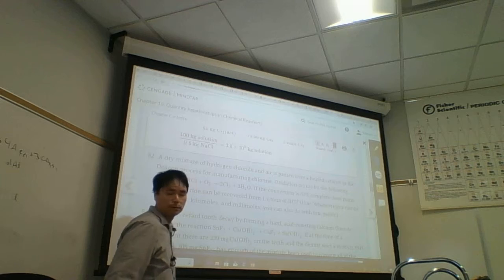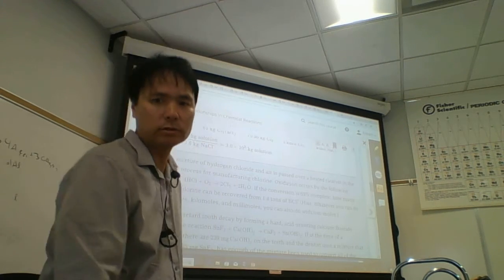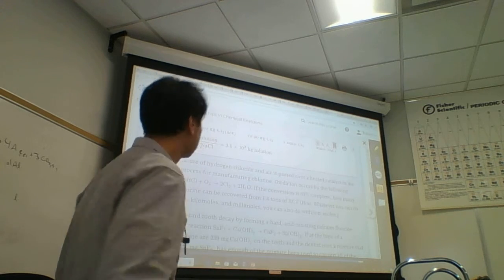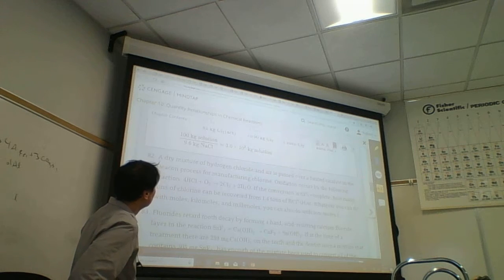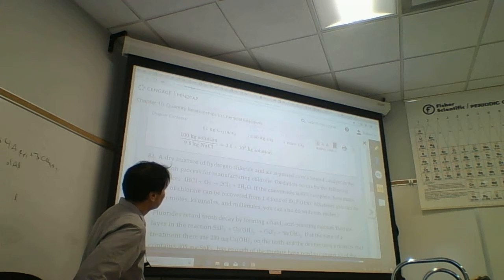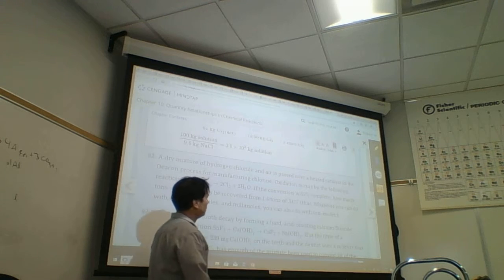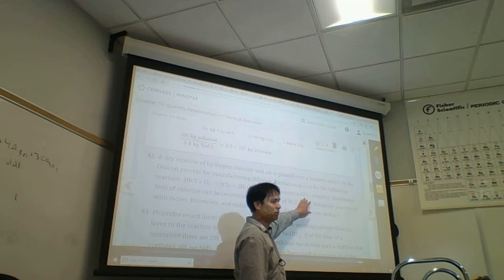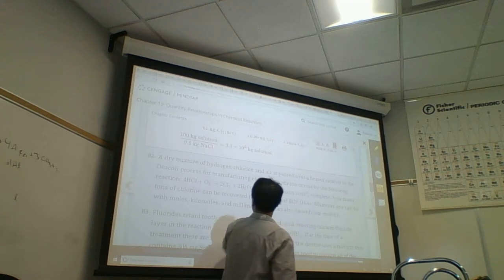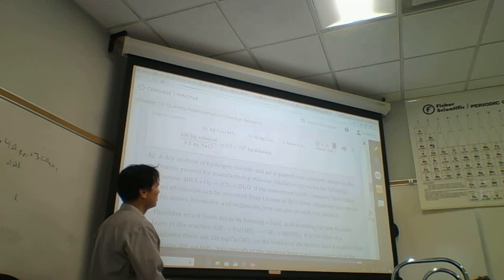Well, let's see some of the other percentage problems to see if there are any other variations of this that we'll encounter. We don't have much time. A dry mixture of hydrogen chloride and air is passed over a heated catalyst in the Deacon process for manufacturing chlorine. Oxidation occurs by the following reaction if the conversion is 63% complete. So what is that? 63% complete means 63% yield. That's what that means. How many tons of chlorine can be recovered from 1.4 tons of HCl?